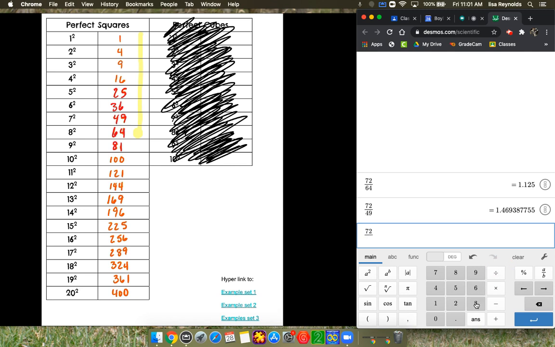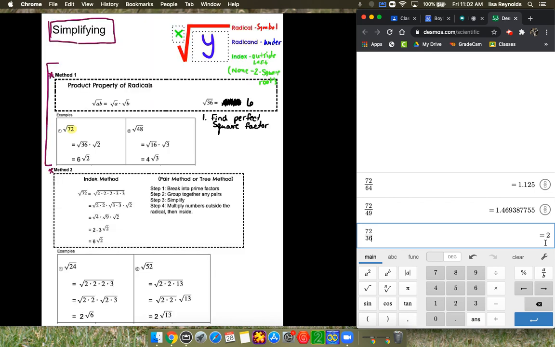72 divided by 36 is a number. So this is the first time I got an integer number. So this is the set of numbers I'm going to use. I'm going to use 36 and 2. So when you look at this, the first radical is the perfect square, and the second radical is how many times it went into the original number.